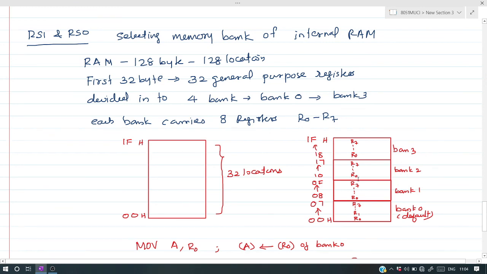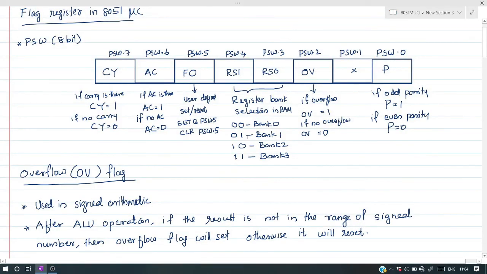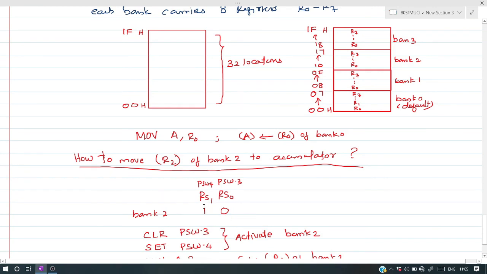Suppose I need to transfer the content of register R2 of bank 2 into the accumulator. First of all, we need to activate bank 2. How to activate bank 2? For that, RS1 should be 1 and RS0 should be 0. Under that condition, bank 2 will be selected. So we need to set PSW.4 and reset PSW.3. That is, RS0 equals 0 and RS1 equals 1. Whenever we do this, bank 2 will get activated.